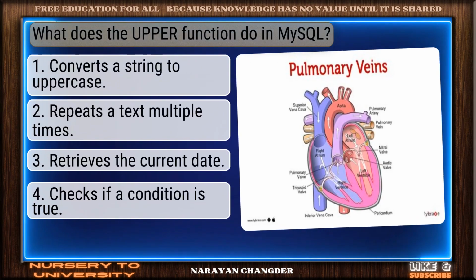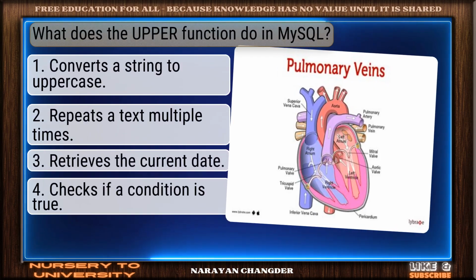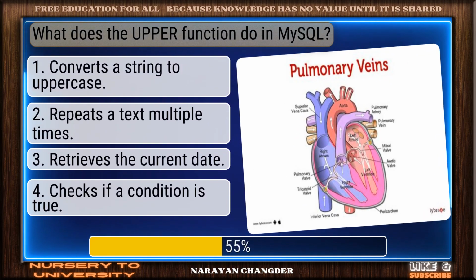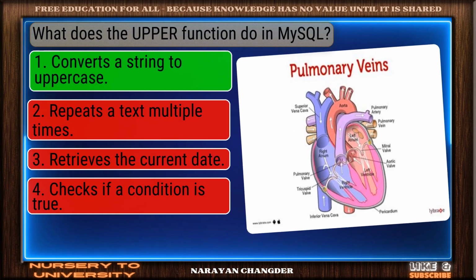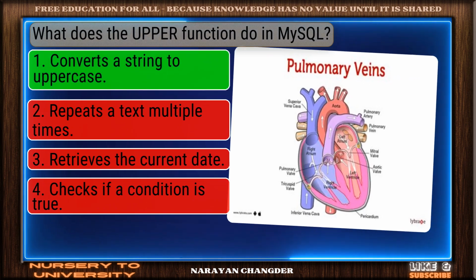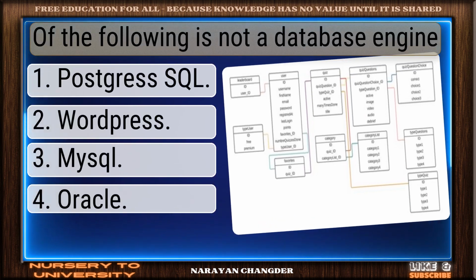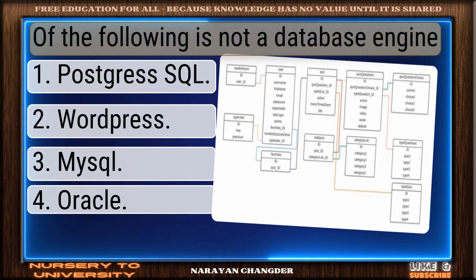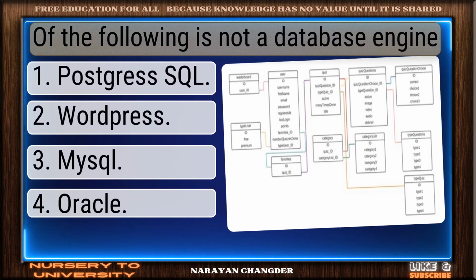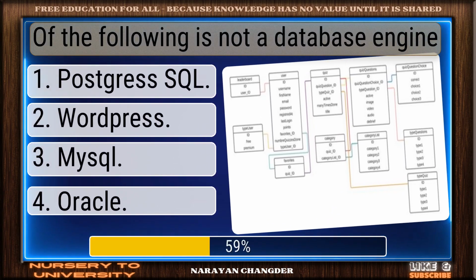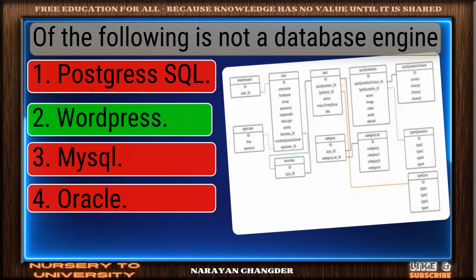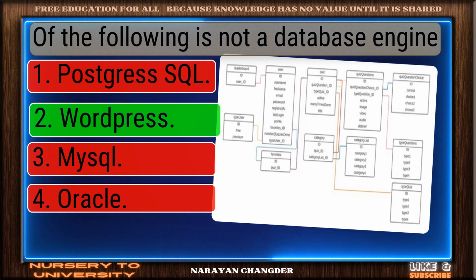Question number 59. What does the upper function do in MySQL? Well picked. Converts a string to uppercase is the correct answer. Question number 60. Which of the following is not a database engine? Correct. WordPress is the right answer.